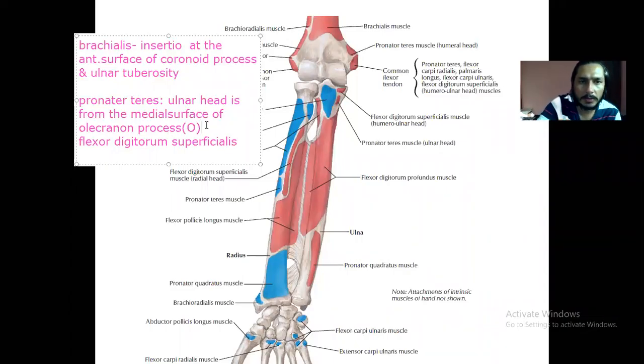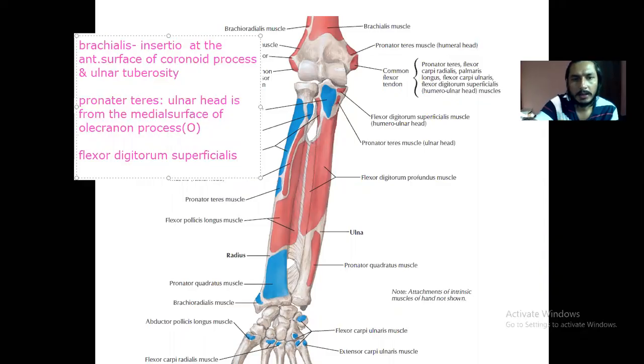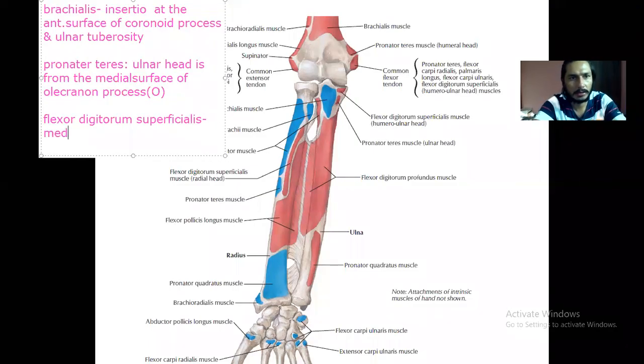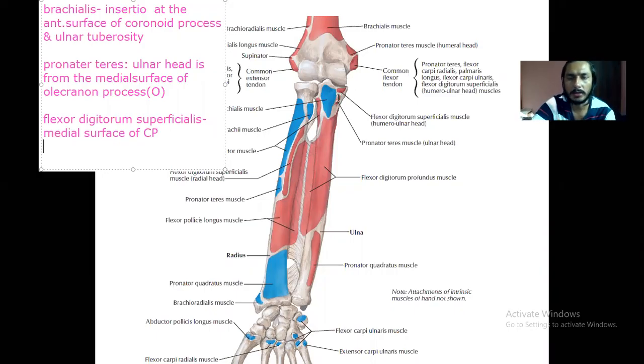So this flexor digitorum superficialis also takes origin from the medial surface of the olecranon and the medial surface of the coronoid process. It has got origin here also, so that is the anterior oblique line, isn't it? See, this is, and even this is, and even here also. So there you will find the flexor digitorum superficialis. The muscle takes the origin from all of these. Coronoid process, so CP I will write here. So that is the origin of the flexor digitorum superficialis.